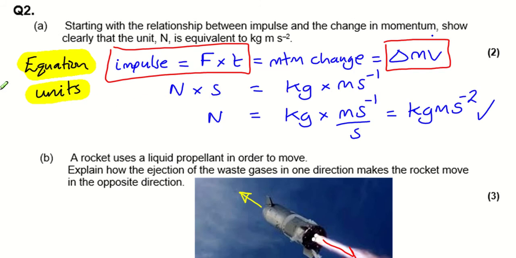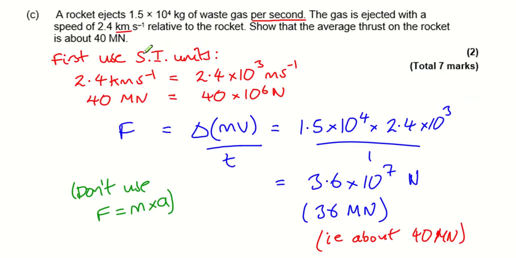part C here, and they're actually giving you numbers to use. It produces that many kilograms of waste gases in a second. It's got a speed of 2.4 kilometers per second relative to the rocket. When you do Einstein, you find it doesn't matter whether things are standing still or not. It's the relative velocity that matters. So that means we've got to show our calculations that the average thrust on the rocket is about 40 meganewtons.